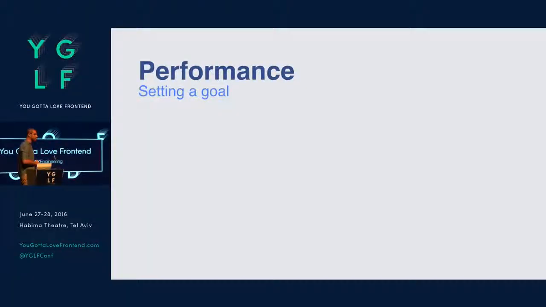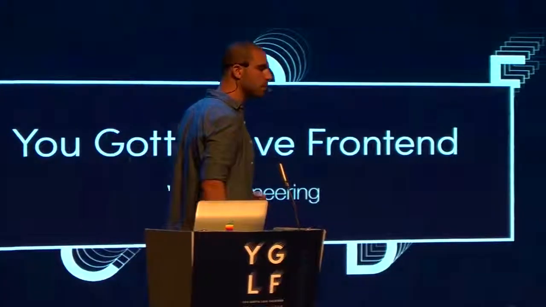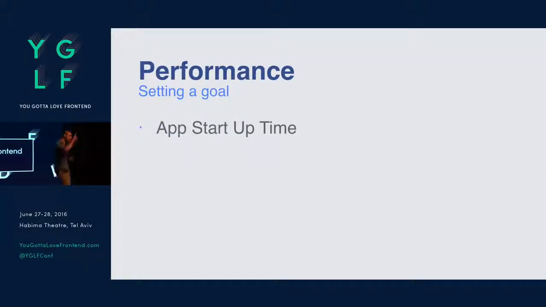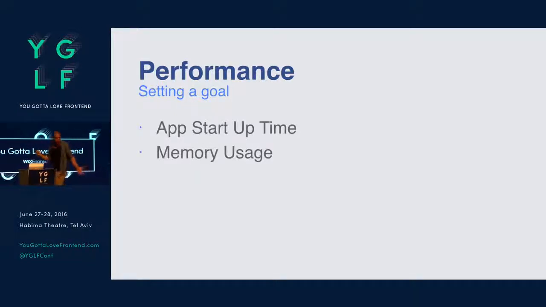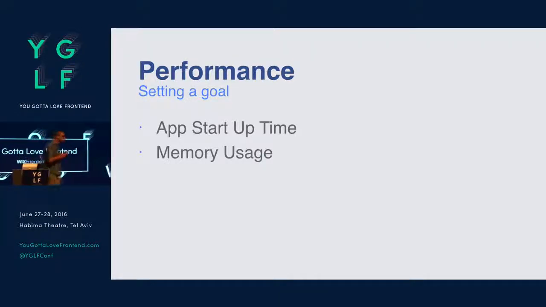So how do we do that? First, we start by setting a goal. When we get an app or a feature we want to improve, we start by setting a goal. Our metrics include app startup time, which is the time from the moment the user touched the app icon until it's ready and responsive and ready to be interacted with. Or it could be memory usage, because you know that websites and apps that use a lot of memory are heavy. They feel laggy. And in our case, they're at the risk of being killed by the operating system.